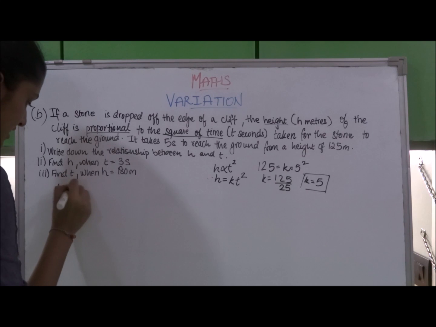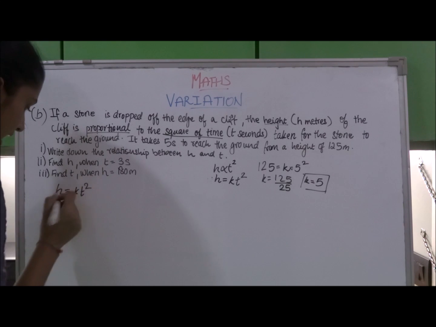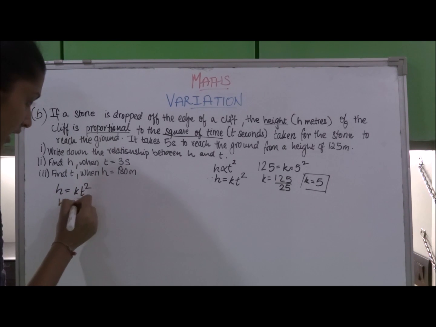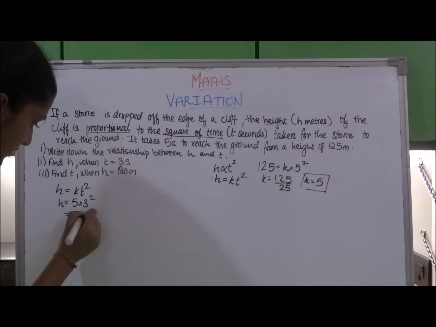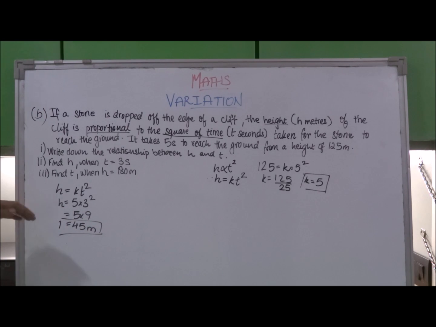So h is equal to kt square. h is equal to 5 into 3 square, that is 5 into 9, which is nothing but 45 meters. So when the stone is dropped from the height of 45 meters, it takes 3 seconds to reach the ground.